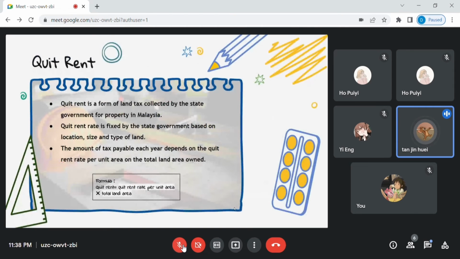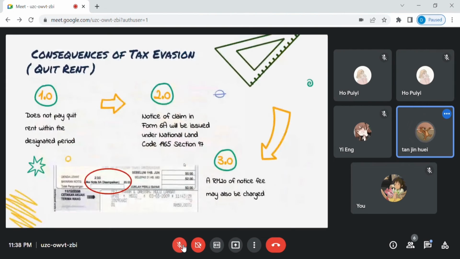Hi, I'm Jin Huei. Let me explain about the quit rent. Quit rent is a form of land tax collected by the state government for property in Malaysia. In order to calculate quit rent, we need to use quit rent per unit area times the total land area. For the quit rent rate, it is fixed by the state government based on the location, size, and type of land. Therefore, the amount of tax payable each year depends on the quit rent rate per unit area on the total land area owned.